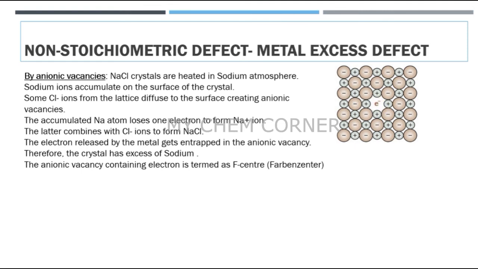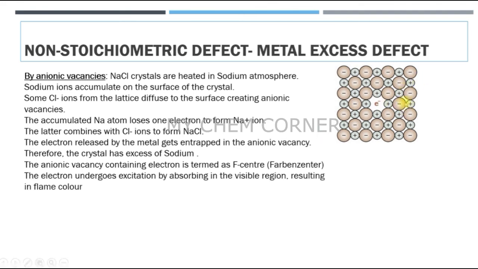When we do any salt analysis procedure, we always do a flame test in group 5. In that, we always see a flame test in the confirmatory test. How is that coming? It is because of this particular electron. When the salt is heated, the electron is going to undergo excitation, absorbing some visible region. Because of that, it's going to result in a flame color.